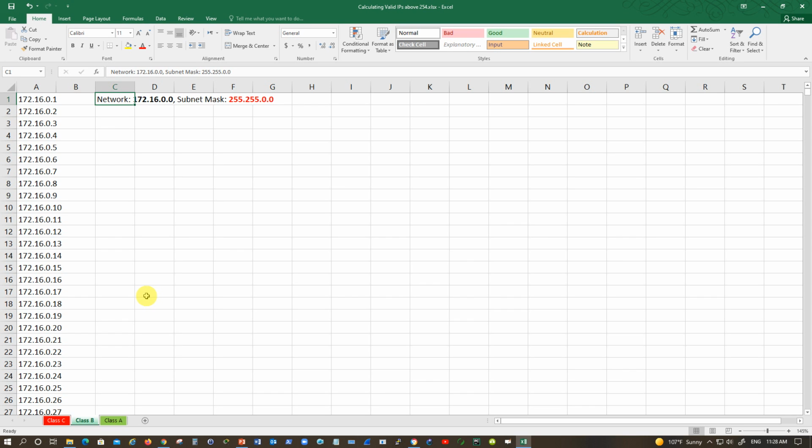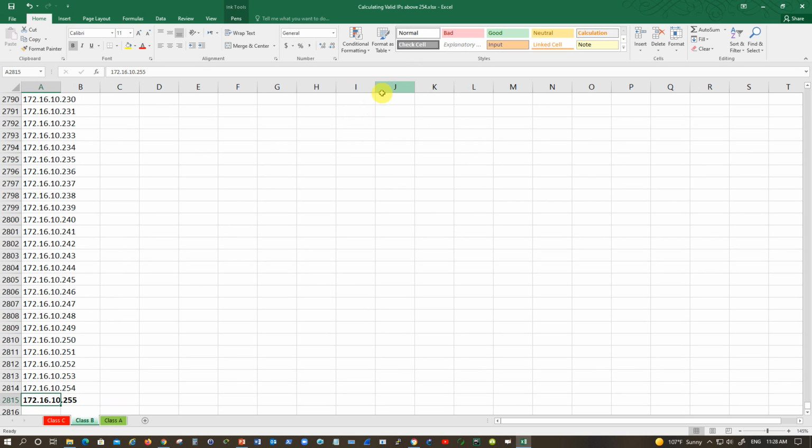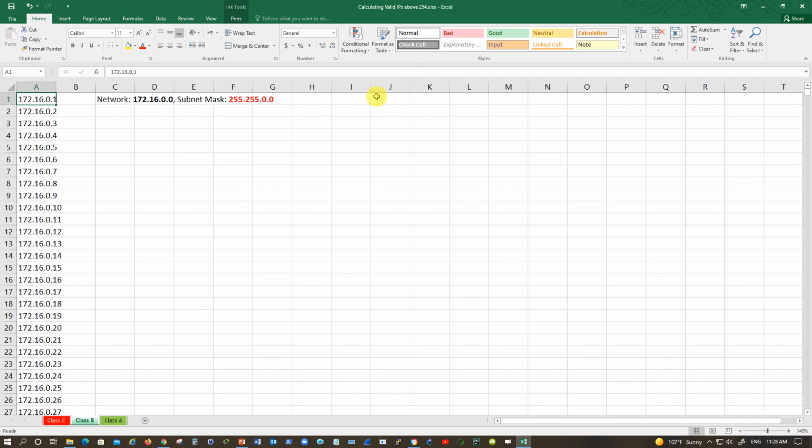Supposing you were supposed to note down 65,534 valid addresses, you have to keep dragging. But for your convenience, I have made around 3,000 addresses, close to 3,000. You can see here, Control down arrow will take me to the last one. See, 2815. Control up arrow will take me to the first one.